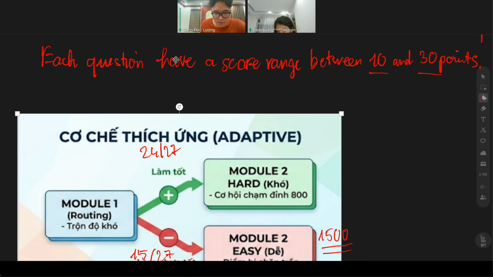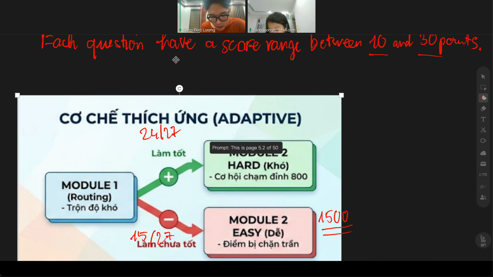Right, I would say that each question doesn't have a fixed value or point, right? It depends. Sometimes an easy question will have a 10 point value, and also it can have a 30 point value. It depends on you.